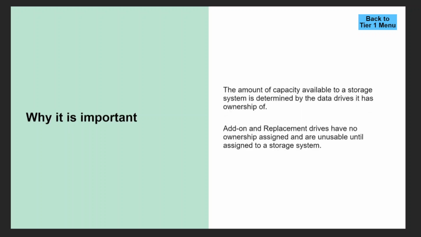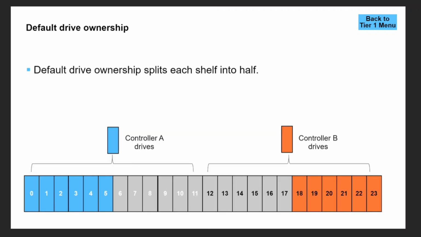Drive ownership between the storage controllers in a high availability pair determines the amount of storage capacity available to each storage controller. Understanding how to assign ownership is important when adding more drives to a storage system or replacing a failed drive. Until these drives are assigned ownership, they are inaccessible to the storage systems. By default, the ONTAP software auto-assigns ownership to the drives.